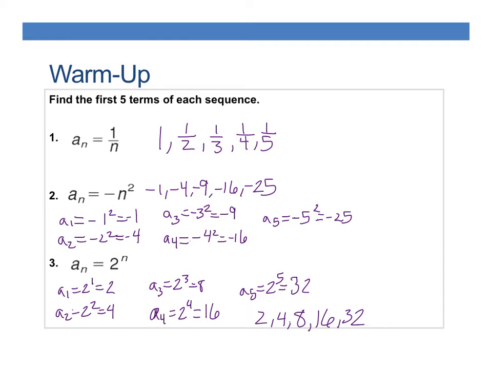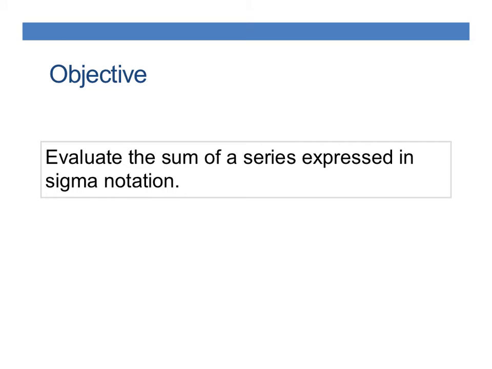Well, for number 1, a sub n equals 1 divided by n, so we get 1, 1/2, 1/3, 1/4, 1/5. For number 2, a sub n equals negative n squared. The important part is that the negative is not in parentheses with the n before it is raised, so all my numbers end up being negative, and my first 5 terms are -1, -4, -9, -16, and -25. For number 3, we get 2, 4, 8, 16, and 32.